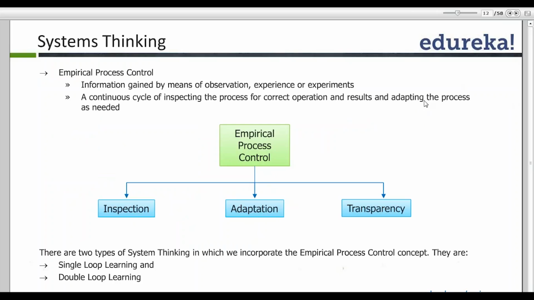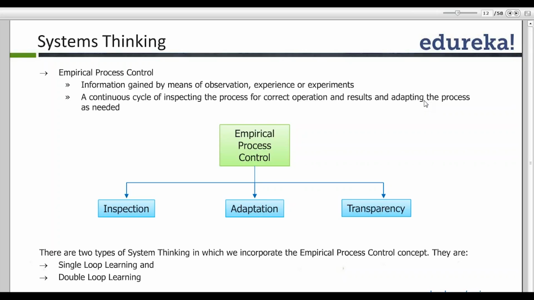Coming to system thinking in detail, it's a part of my empirical process control. So what is empirical process control? Empirical process control talks about all the activities related to a system. And what I do in empirical process control is I make some observations, I do some experiments, and I do a continuous cycle of inspecting. So all this comes in my empirical process. So I inspect the process, I look at the existing process, I adapt the process, and I establish transparency.